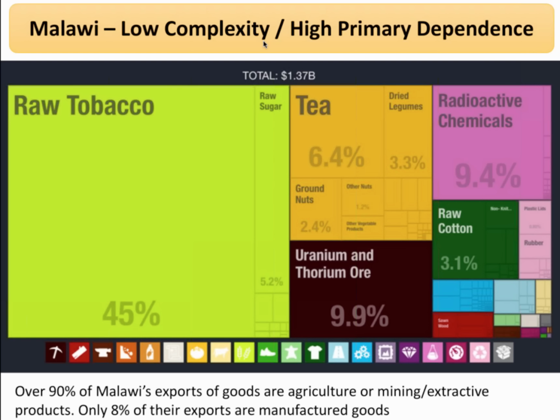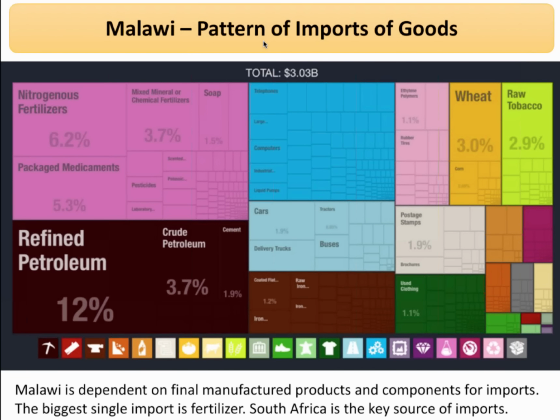it has to export a lot of tobacco and tea and uranium. It has to export a lot of that to pay for the imports of fertilizer, medical equipment, petroleum and vehicles. The terms of trade are likely to be against the Malawian economy.